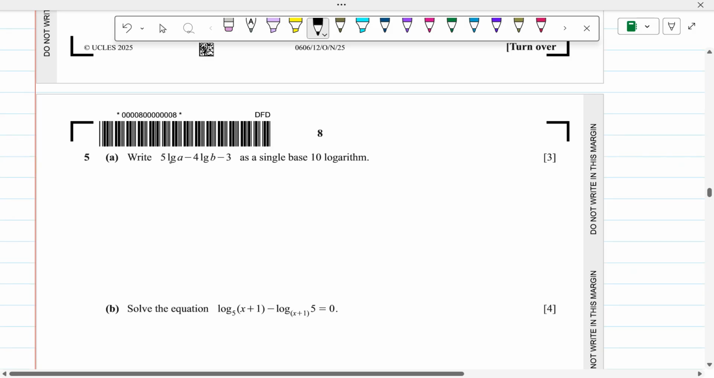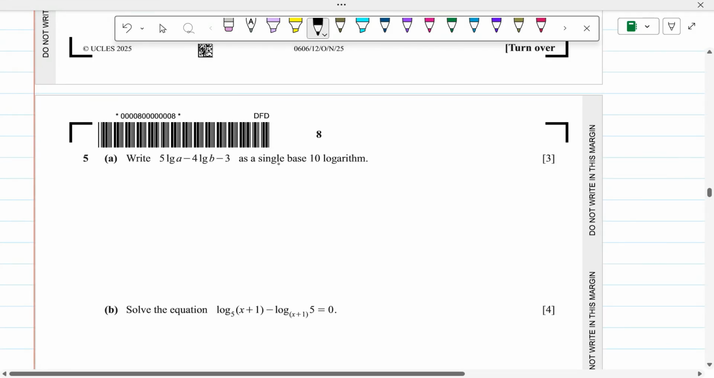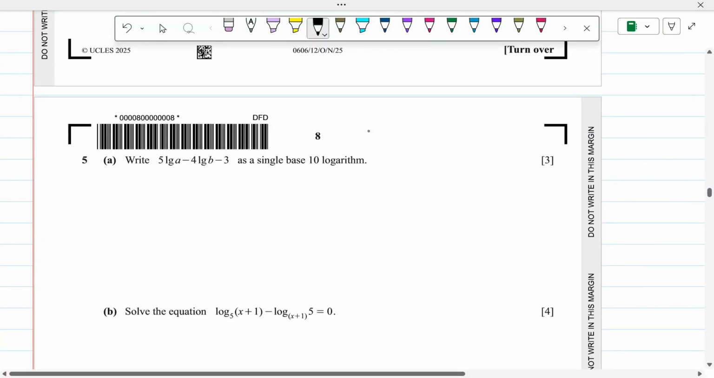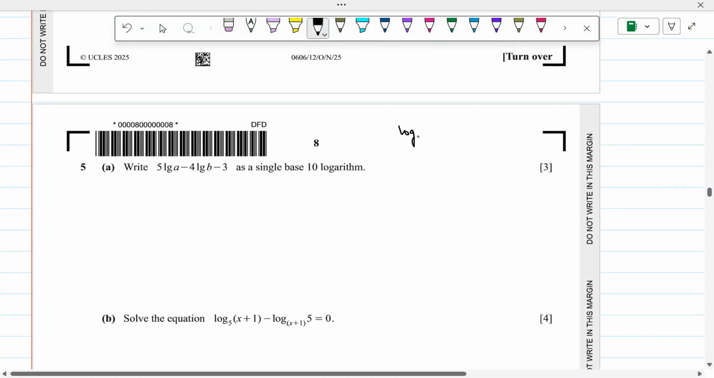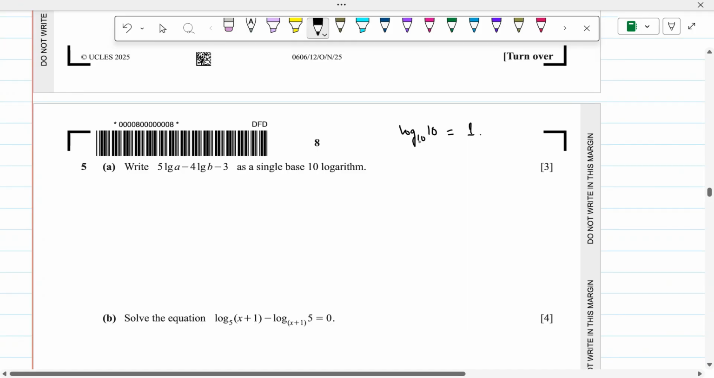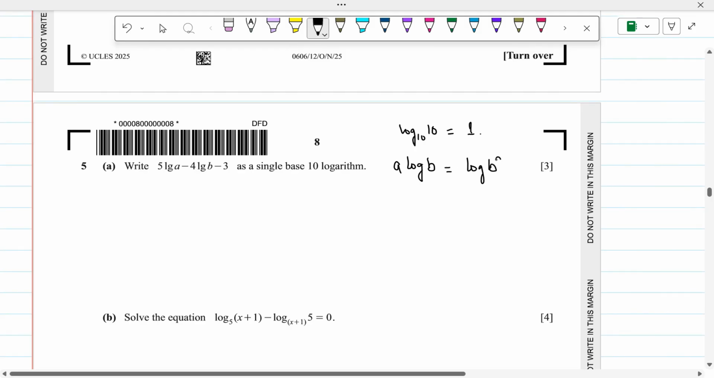Question number 5. Write 5 log a minus 4 log b minus 3 as a single base 10 logarithm. We should know log base 10 of 10 is equal to 1. Secondly, we should know that a log of b is equal to the log of b to the power of a.